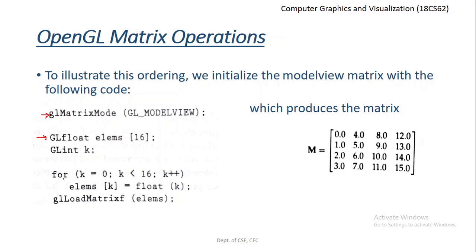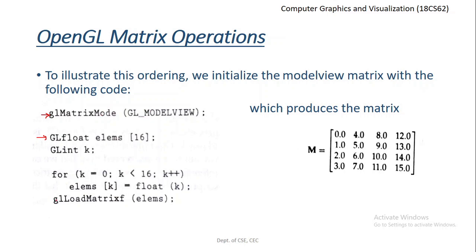So we use the for loop for k equals 0, k less than 16, k plus plus, elements of k equals float of k. So what will k contain? 16 elements starting from 0 to 15. Now we need to copy these 16 elements present in the elements array into the matrix GL model view. How do you do that?